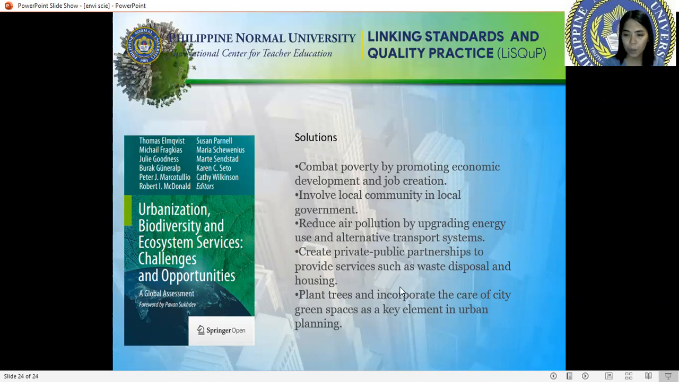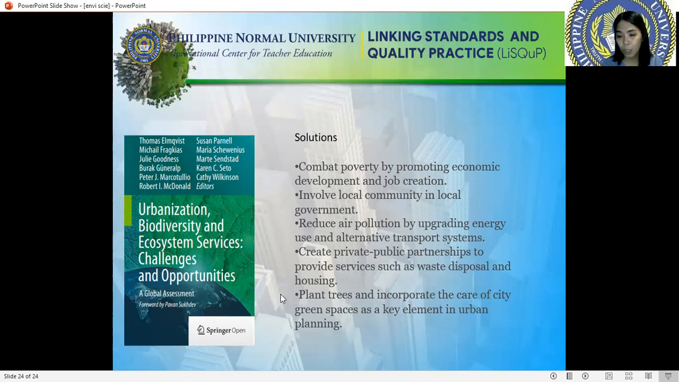So I think it was also a plan of the government to disperse Manila. And then the other one, involve local community in local government. And then next, reduce air pollution by upgrading energy use and alternative transport systems. And then alternative transport systems, kasi one of the contributors of greenhouse gases here in urban areas are the vehicles. And next one, create private-public partnership to provide services such as waste disposal and housing.